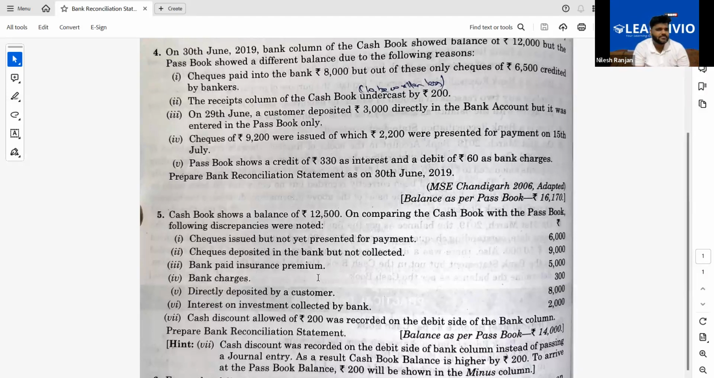And then bank paid insurance premium. So there is an entry in the passbook. The passbook is decreasing, so you will decrease the cash book also. Again, bank charge. Bank charge means the passbook is decreasing, so you will decrease the cash book also.